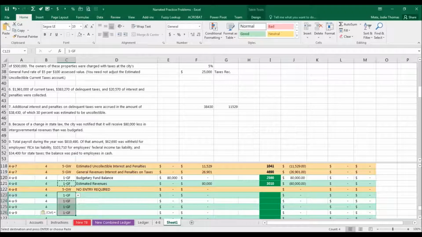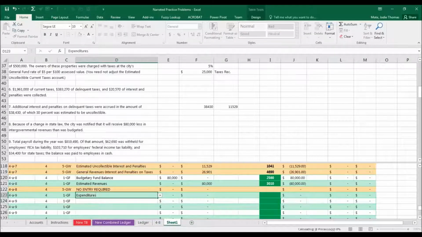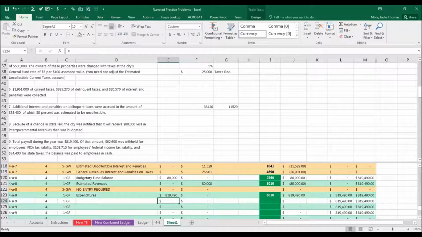So we've got here the payroll. The government is paying its employees, and we know that the total payroll is $819,490, and it just lists the various withholdings here. But we know the total amount of the expenditure is going to be $819,490. So we can go ahead and put that amount up here, because the rest of these credits are going to be to the various liability accounts.